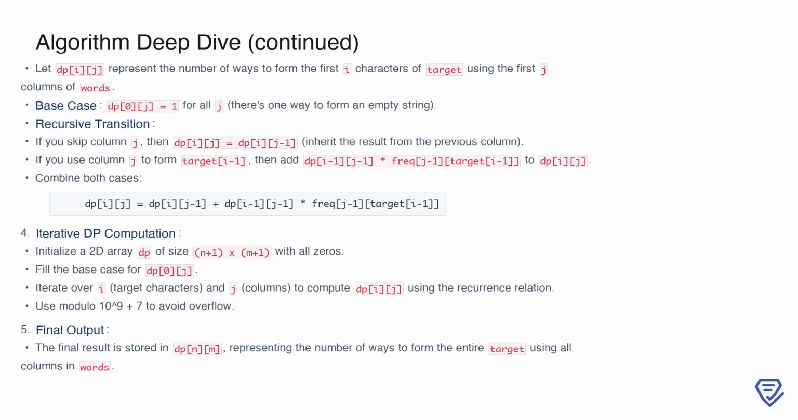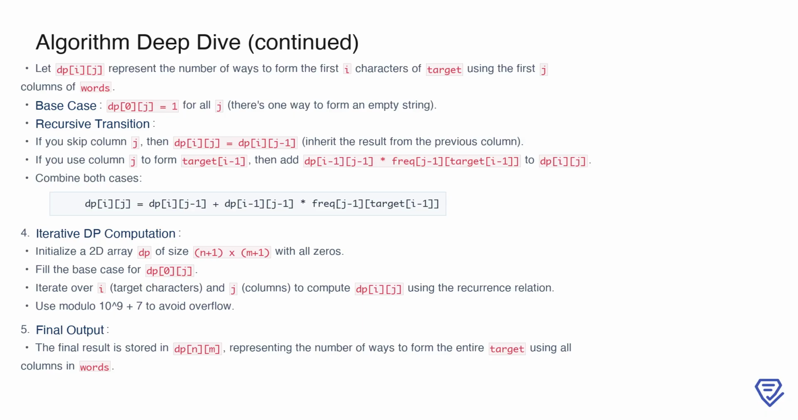First, if we skip column j, the result for dp[i][j] inherits the value from dp[i][j-1]. Second, if we include column j to form the character target[i-1], we multiply the frequency of that character in column j-1 by the number of ways to form the previous portion of target, which is given by dp[i-1][j-1]. Combining both cases, the recurrence relation becomes dp[i][j] equals dp[i][j-1] plus dp[i-1][j-1] * frequency[j-1][target[i-1]].